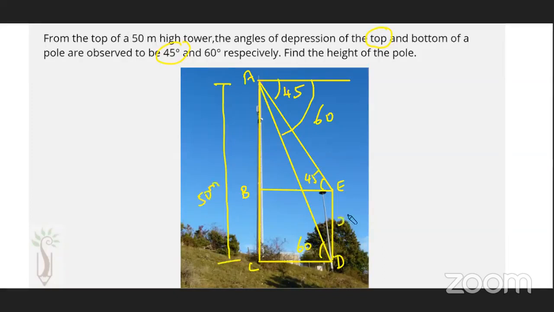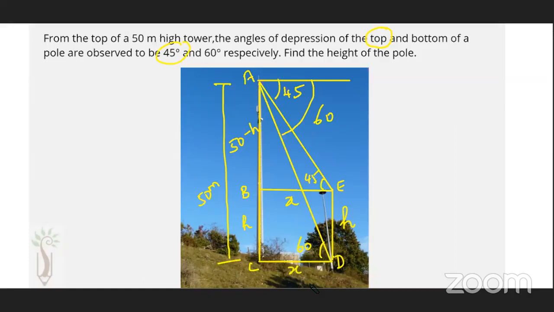So if I say DE as X, BC as X, can I say AB is 50 minus X? So you'll not say X plus Y. DE is X or H, whatever you want to say. I can take H because I need X. Okay, so let's say DE as H. So BC as H. So 50 minus H is your AB, because I need X as BE and CD.